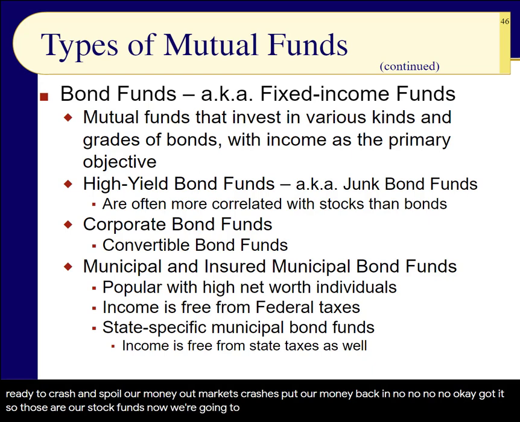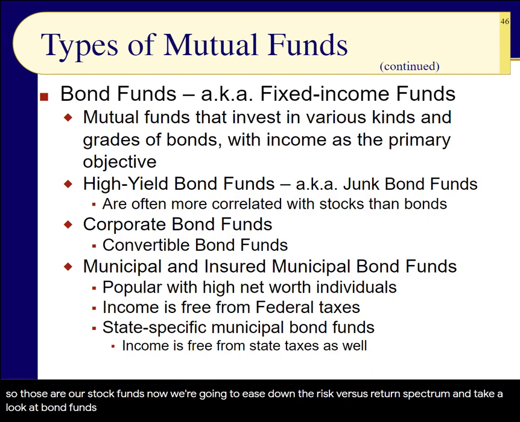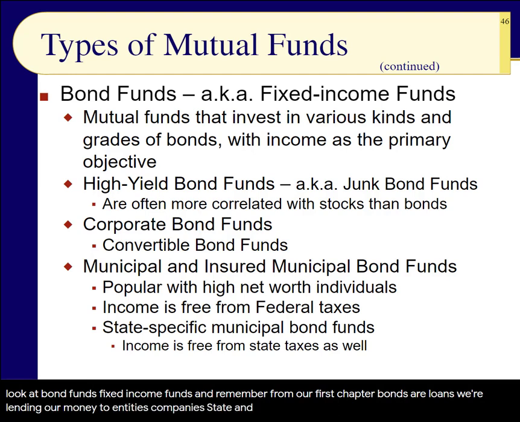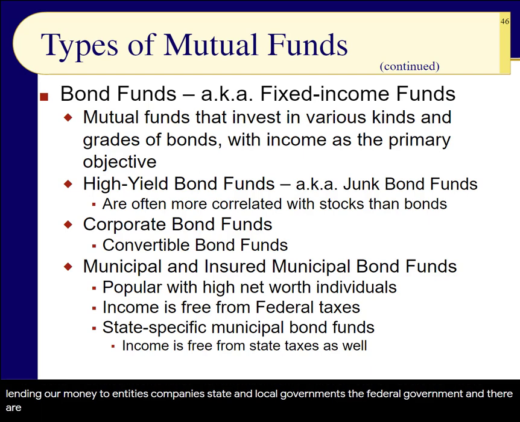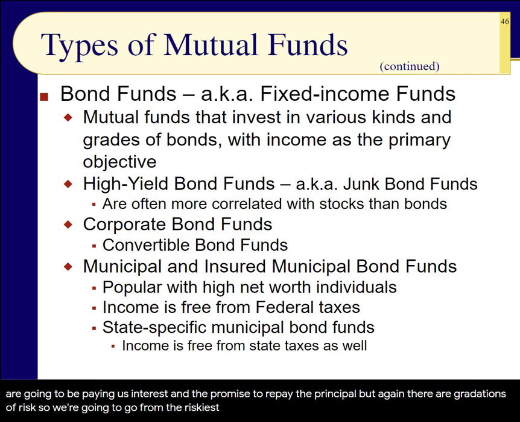Now we're going to ease down the risk versus returns spectrum and take a look at bond funds, fixed income funds. And remember from our first chapter, bonds are loans. We're lending our money to entities, companies, state and local governments, the federal government, and they are going to be paying us interest and the promise to repay the principal. But again, there are gradations of risk. So we're going to go from the riskiest down to the least risky.